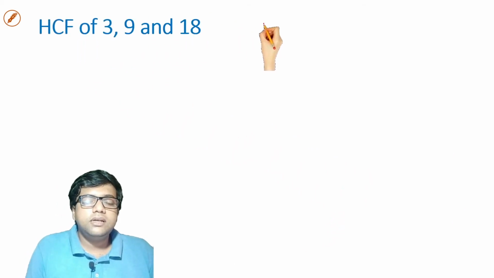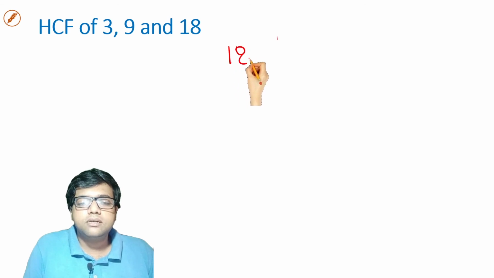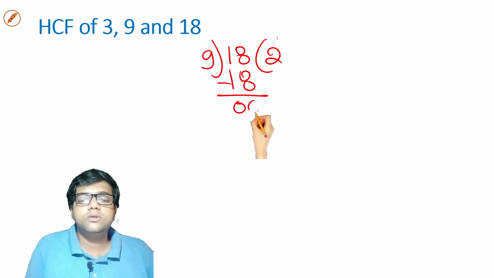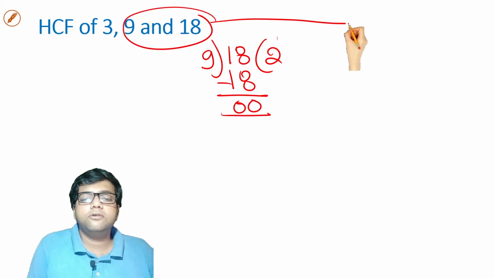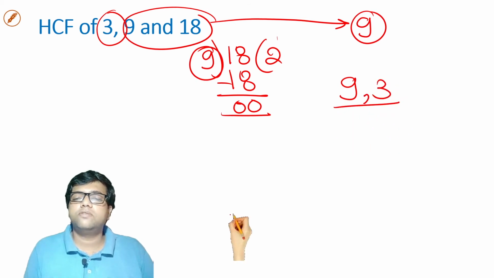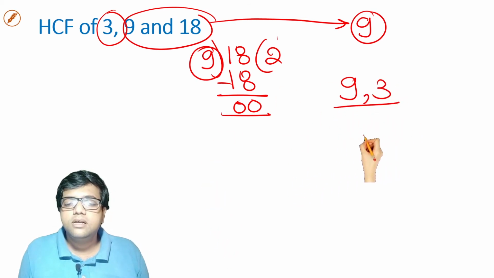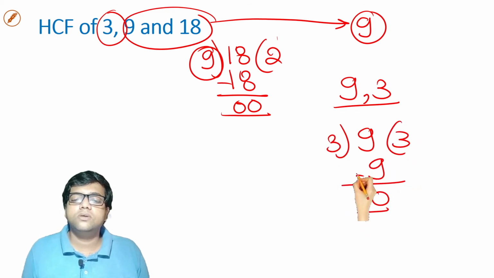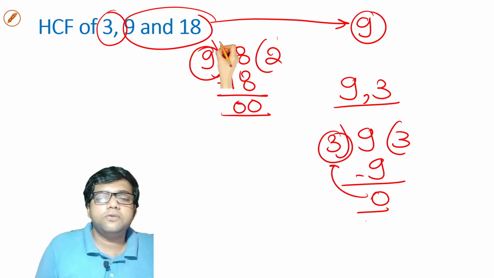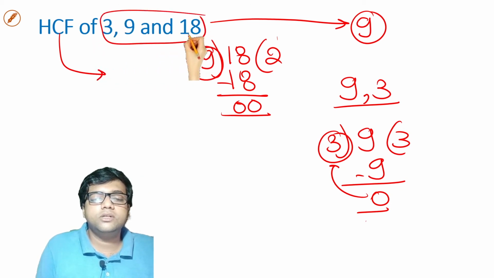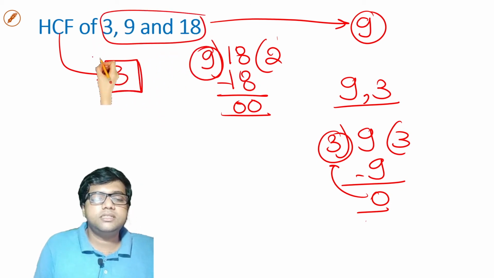Highest common factor of 3, 9 and 18. Very well. Highest number by next smaller number. So 9 twos are 18. You get remainder 0. So therefore, for 9 and 18, the highest common factor is 9. The left out number is 3. You need to find the highest common factor for 9 and 3 in the second step. Let's find that. Larger number divided by smaller number. 3 threes are 9. You got the remainder 0. So the immediate next divisor is 3. Therefore, the highest common factor of all the three numbers, 3, 9 and 18 together, is the number 3.